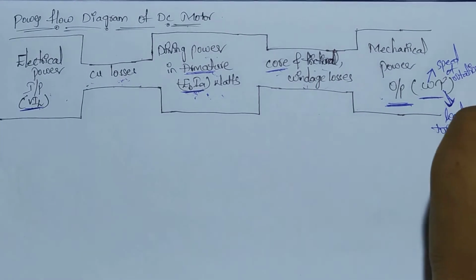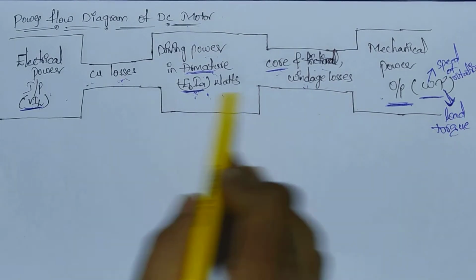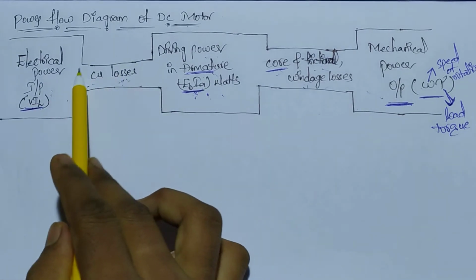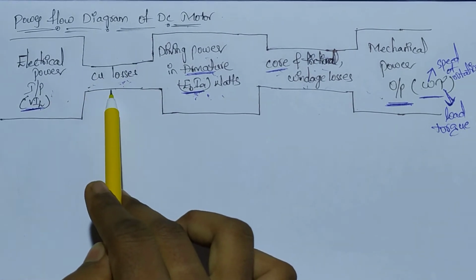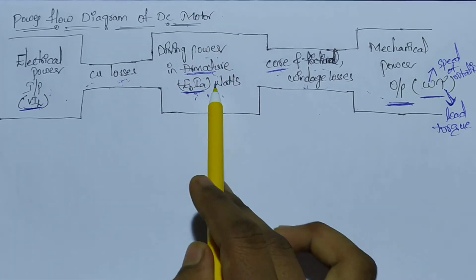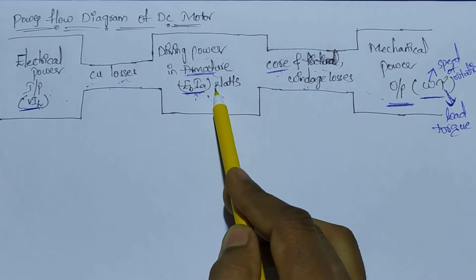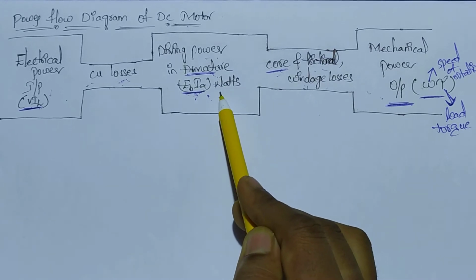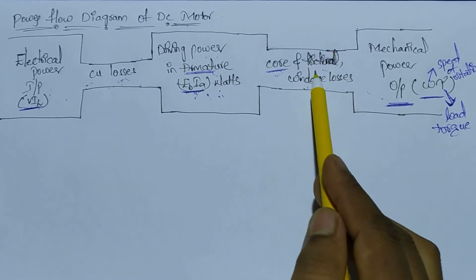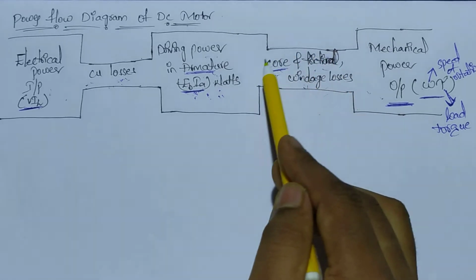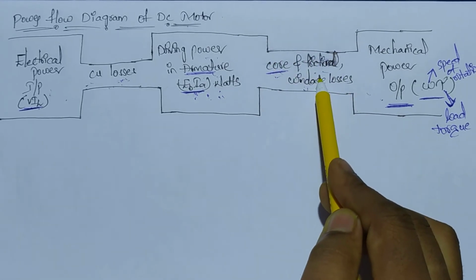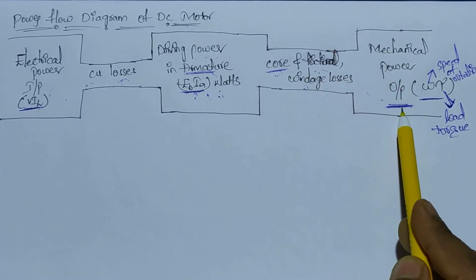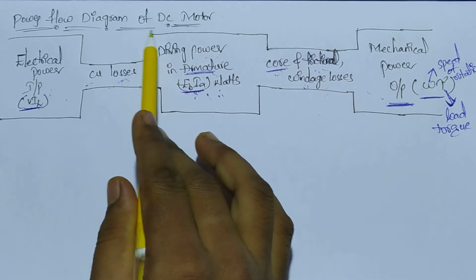Here is what is going on in the power flow. Whenever the electrical input is given, some copper losses occur. When we remove these copper losses, we get the mechanical power developed in the armature. In the armature, the losses we get are the core losses and these mechanical losses. When we remove these losses, we are left with the output, that is the mechanical power output developed in a DC motor.